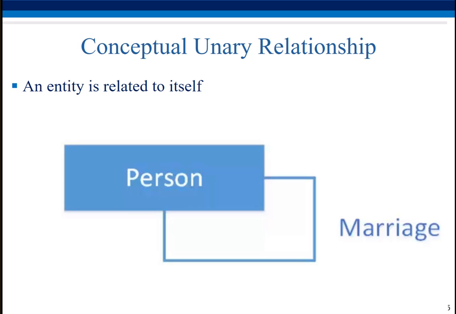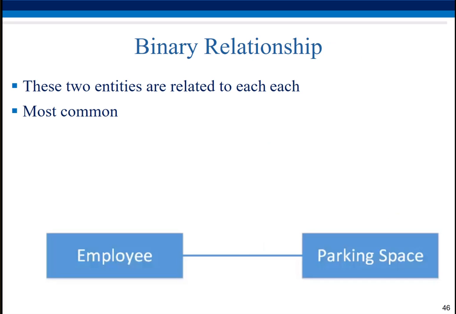And here is the conceptual. And over here, an entity is related to itself. A person is married to another person. That person is married to that same person. Therefore, it's recursive and reciprocal. Here we have binary: we have employee, and then we have parking space. An employee does not necessarily have a parking space, but technically he would have a parking space. Again, business rules. But a parking space can exist without an employee being assigned to it.